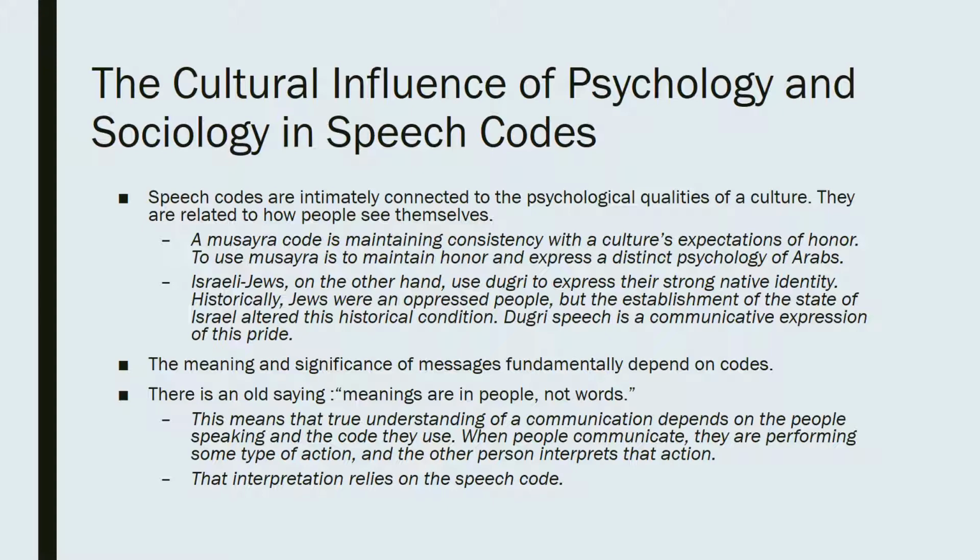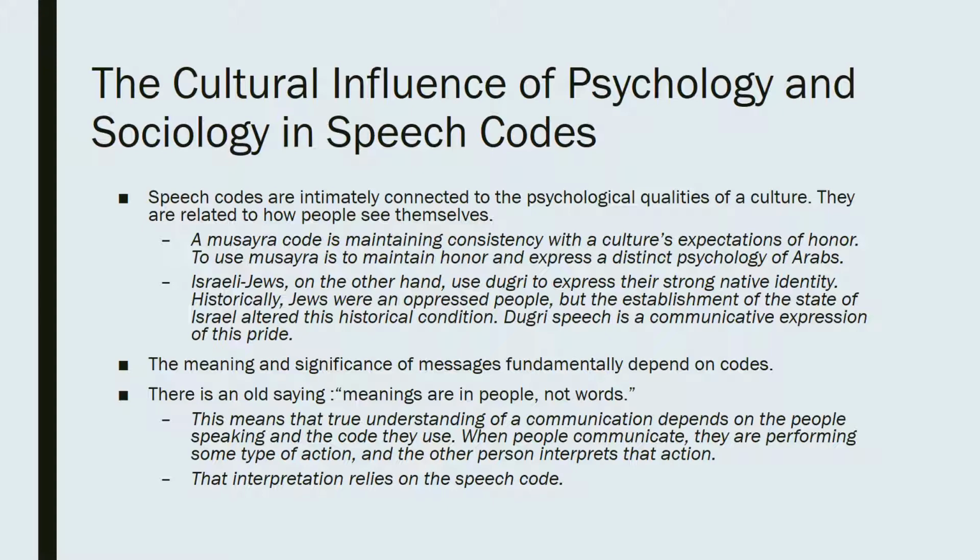Speech codes are intimately connected to the psychological qualities of a culture. They are related to how people see themselves. A Musaira code is maintaining consistency with a culture's expectations of honor. To use Musaira is to maintain honor and express a distinct psychology of being Arabic. Israeli Jews, on the other hand, use Dugri to express their strong native identity. Historically, Jews were an oppressed people, but the establishment of the State of Israel altered this historical condition. Dugri speech is a communicative expression of this pride.